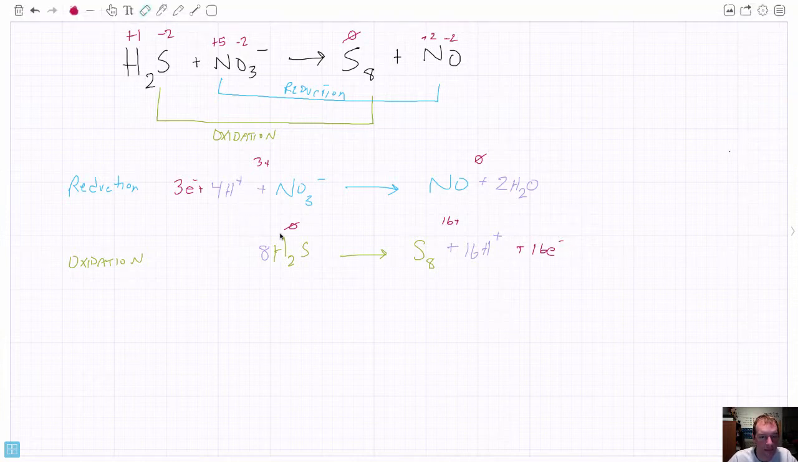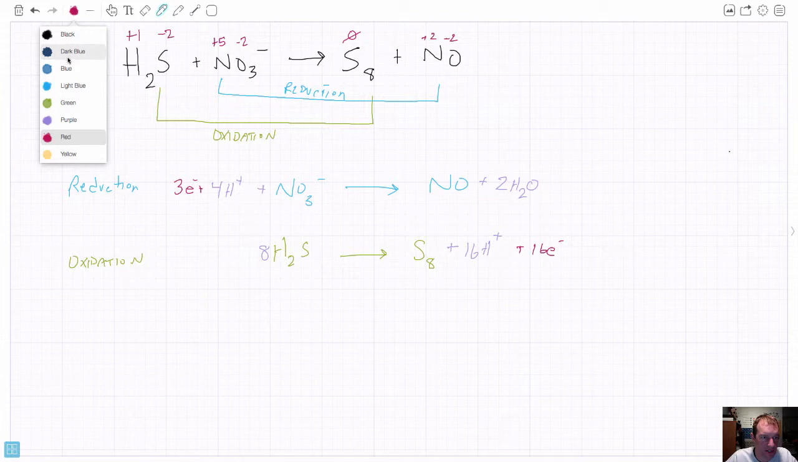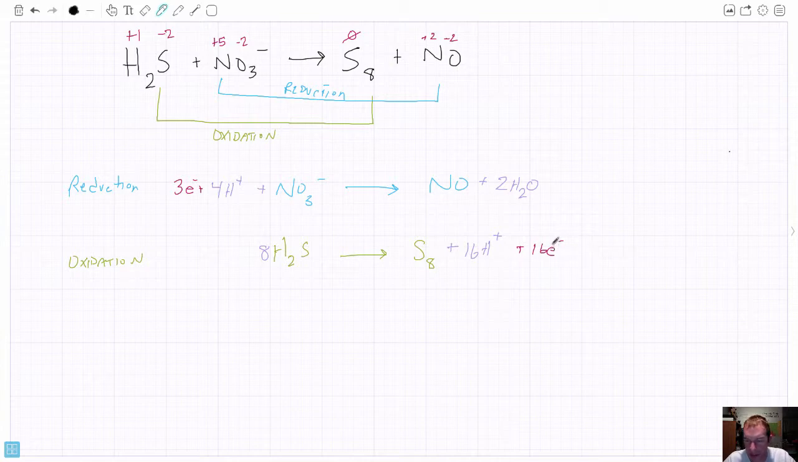And so now we can see that the two sides of each of the half reactions are balanced by mass and charge. The last step is to make sure that the two half reactions are balanced with each other. To do that, you want to make sure the electrons are the same. So we need to think about what is the multiple that 16 and 3 have in common, and unfortunately, it's 48. So what that means is we're going to have to multiply the first reaction by 16, and we're going to have to multiply the second reaction by 3.